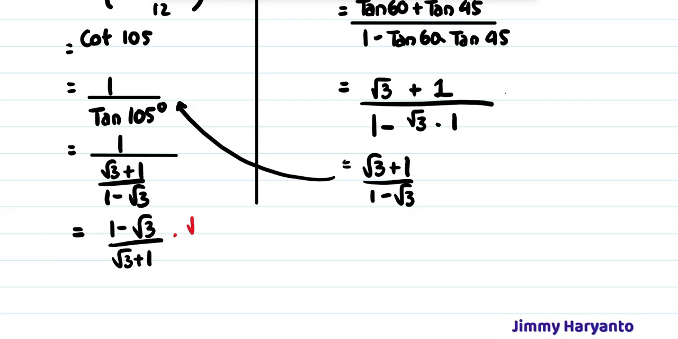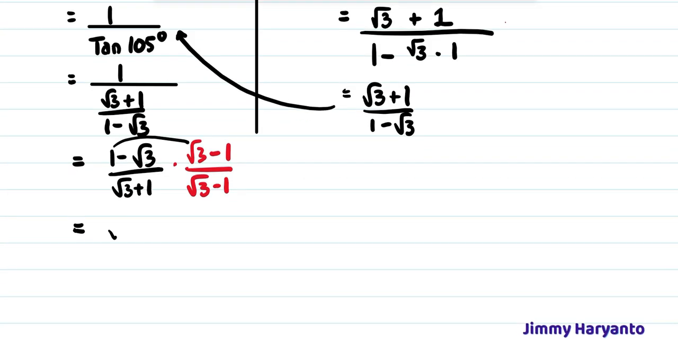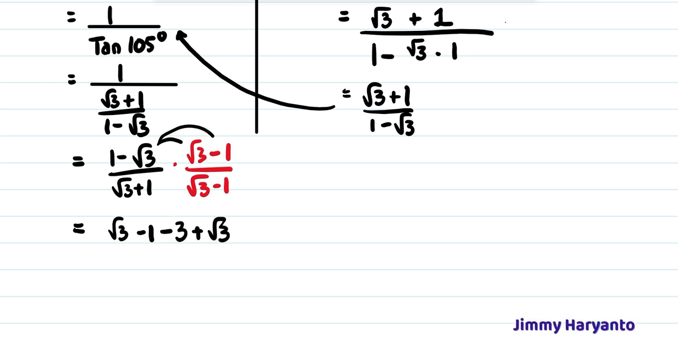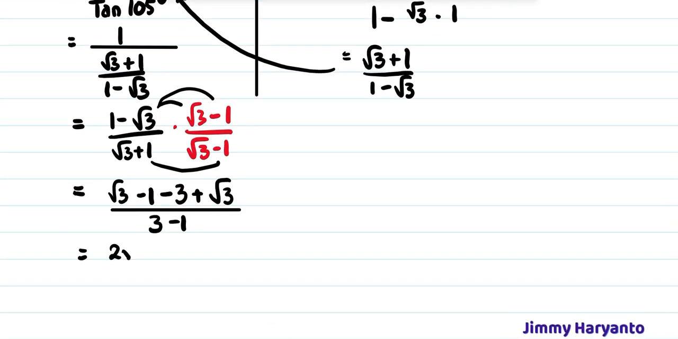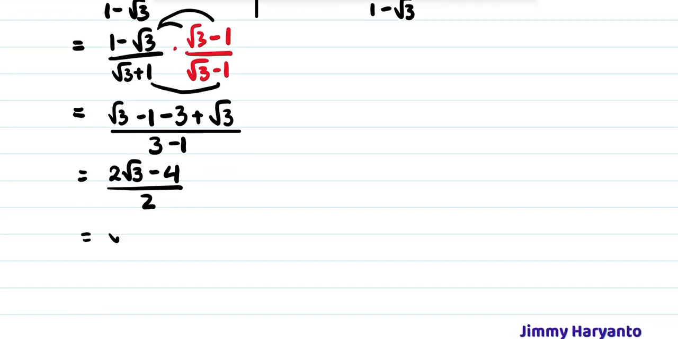Now, this time you have to rationalize it. Multiply by square root of 3 minus 1. 1 times square root of 3 will be square root of 3. 1 times negative 1 is negative 1. And then this one is negative 3. The last one is positive square root of 3. Over, for this part, you only have to multiply this and this one, negative 1. So the answer is 2 square root of 3 minus 4 for the top, over negative 2. You can divide them all by 2, so you have square root of 3 minus 2. This is the final answer.